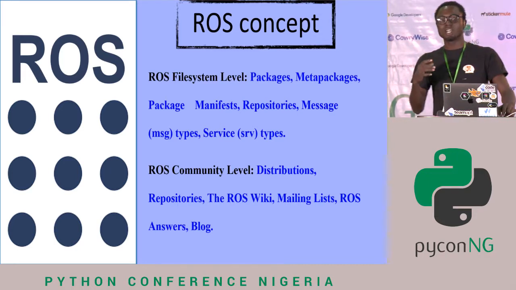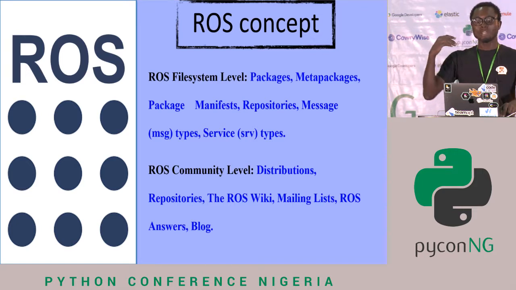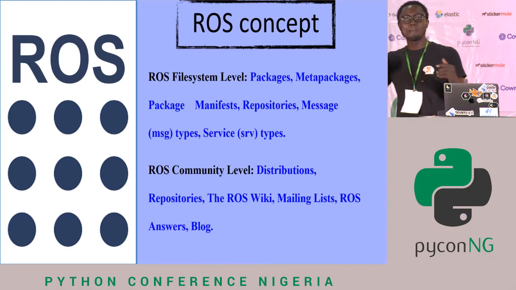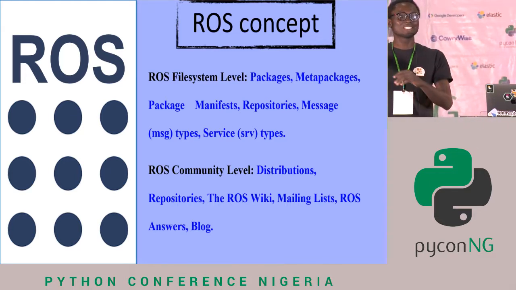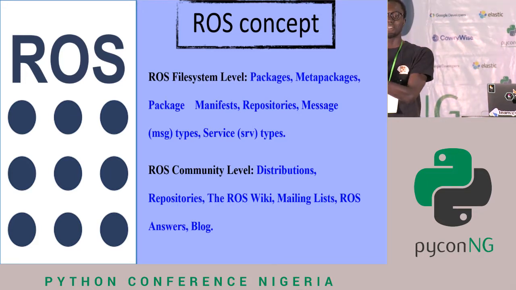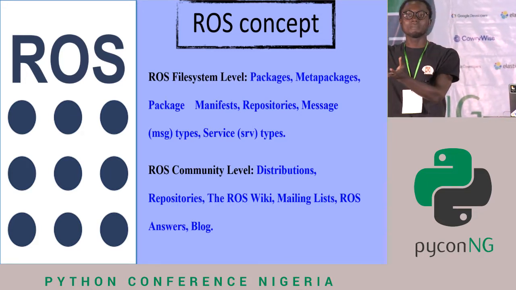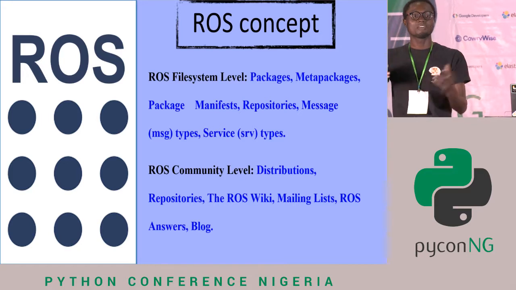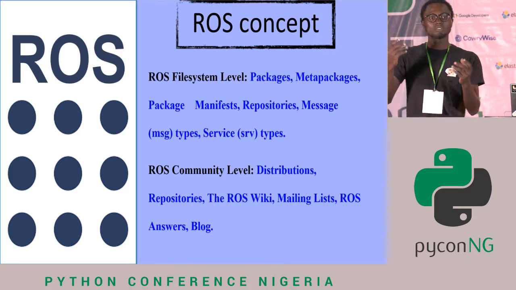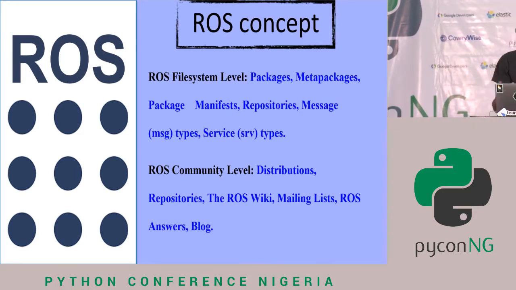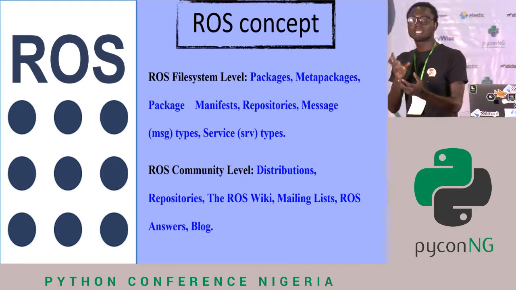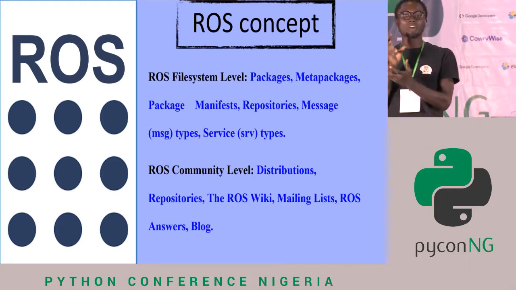Basically, the ROS file system consists of packages, meta packages, and package manifests. And what is a package? A package is just software that performs a particular function, that maybe a lab or a research team has written, and they push it to the ROS repository publicly for people to download and use. So what is a package manifest? A package manifest is a general description of that package.